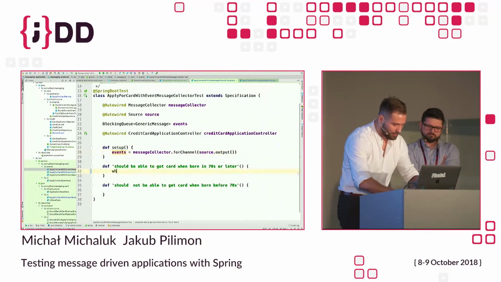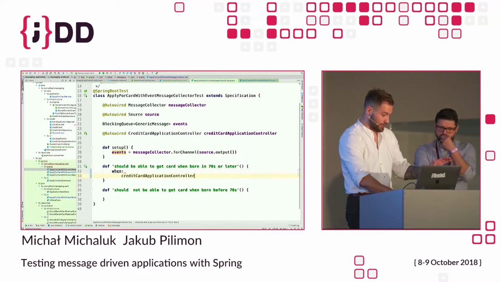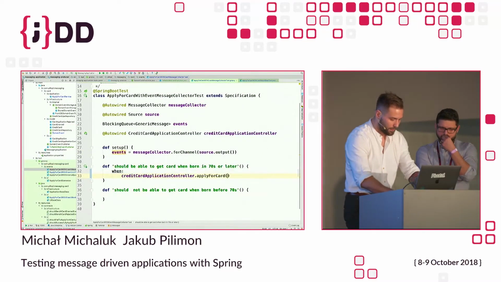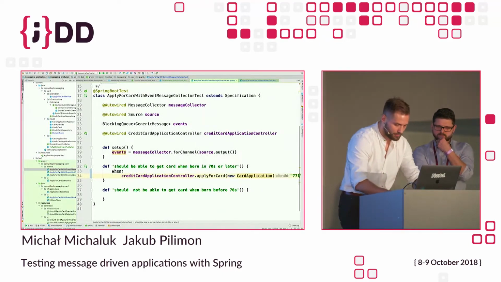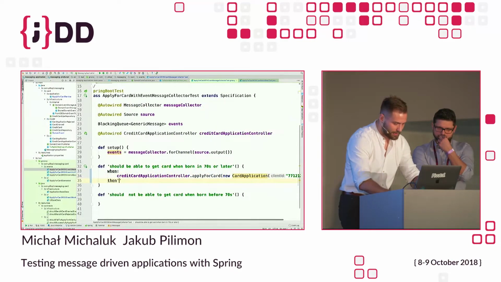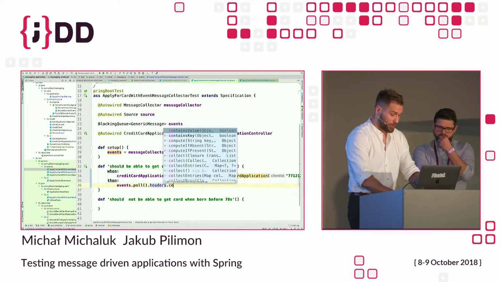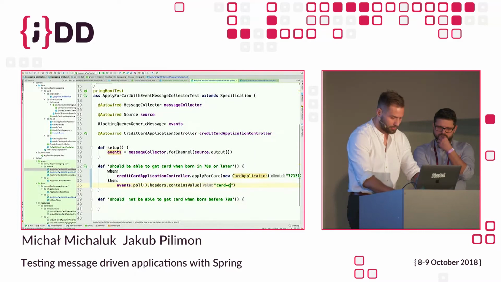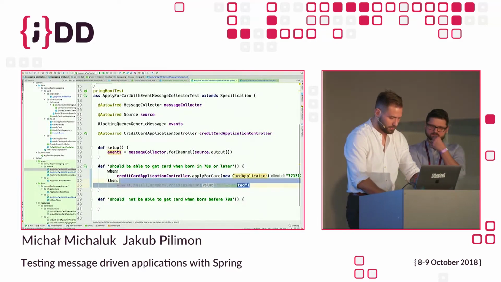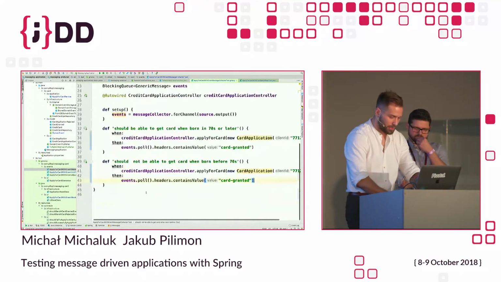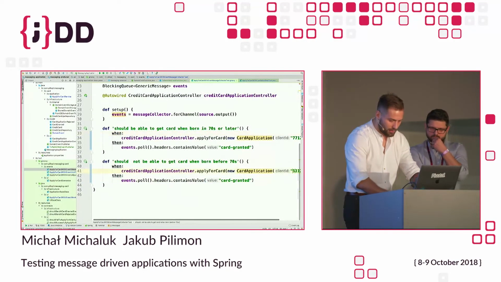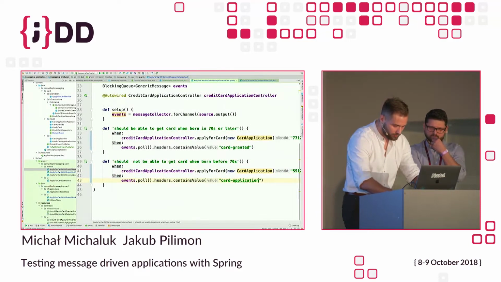Whenever someone applies for a card, again, it's an integration test, with a client ID indicating that the client was born in the 70s. Then I'm expecting this on the events queue, so in the Rabbit. Let's say I'm interested in the last message, its headers. I want to make sure that it contains some value like this header, right? Makes sense? And then, again, your favorite technique, we'll change it to 50s. And here we are expecting application rejected, right?